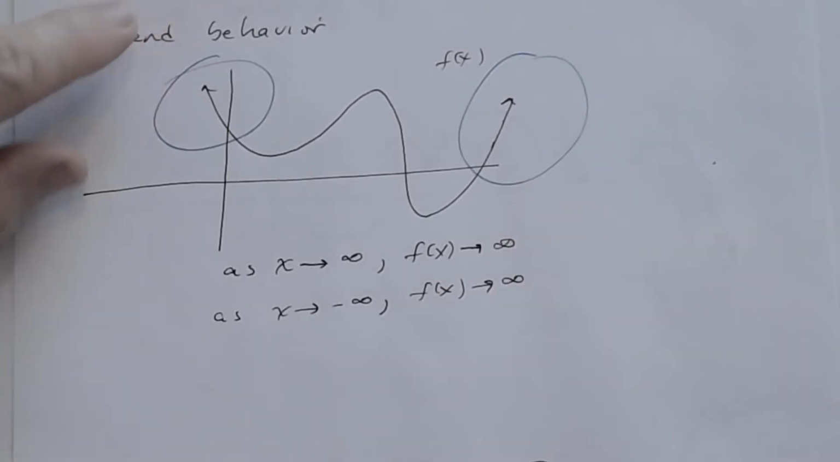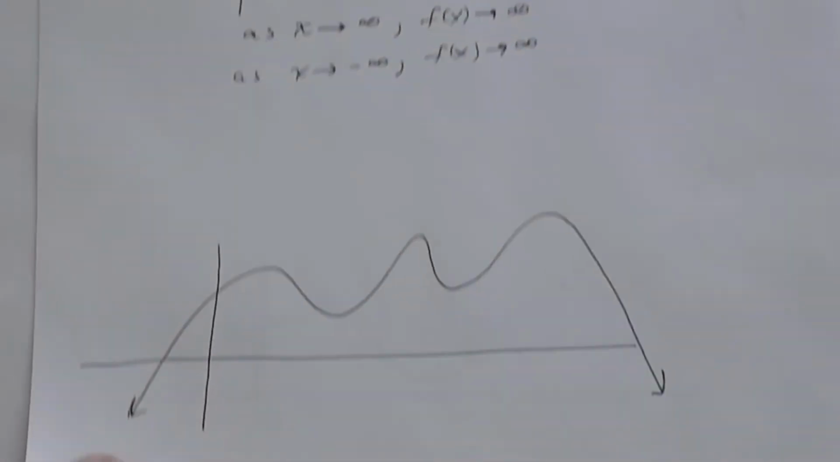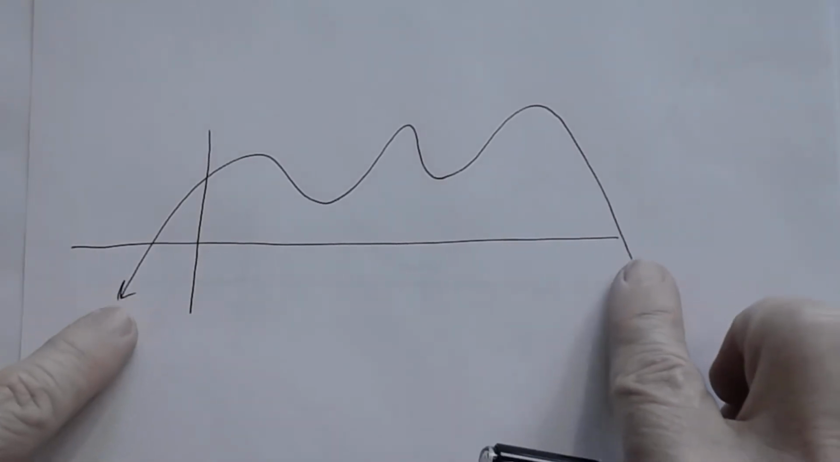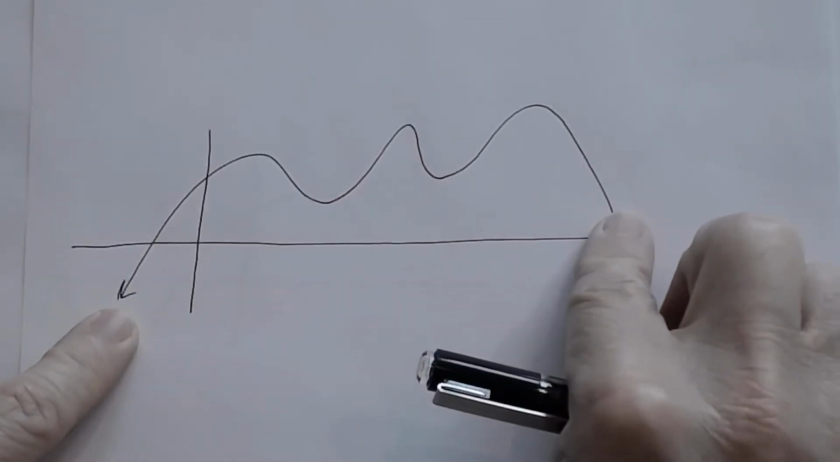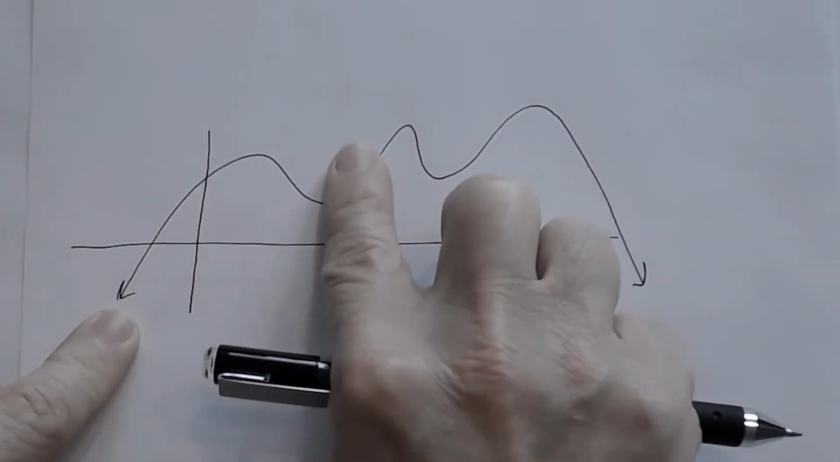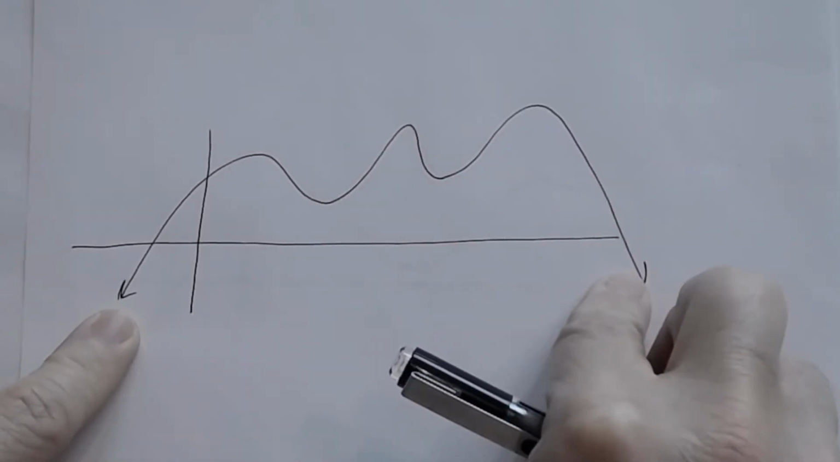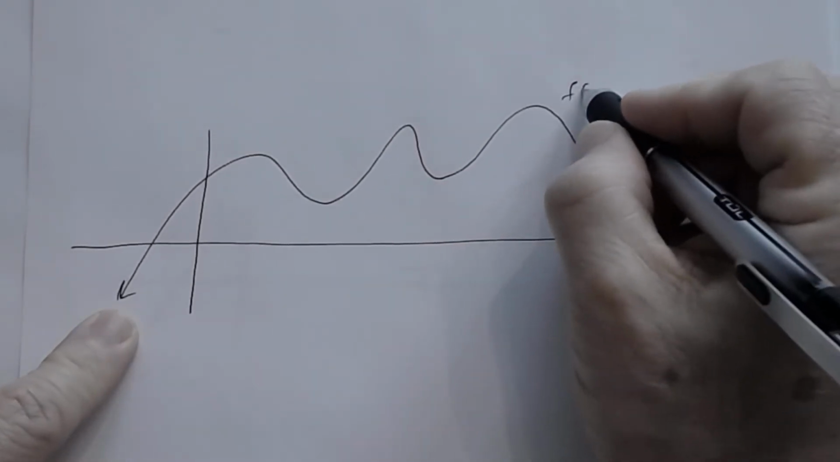Now look at this one. Notice this time you have this polynomial function. You know it's a polynomial function because it's smooth and continuous. And again, let's just call this f of x.